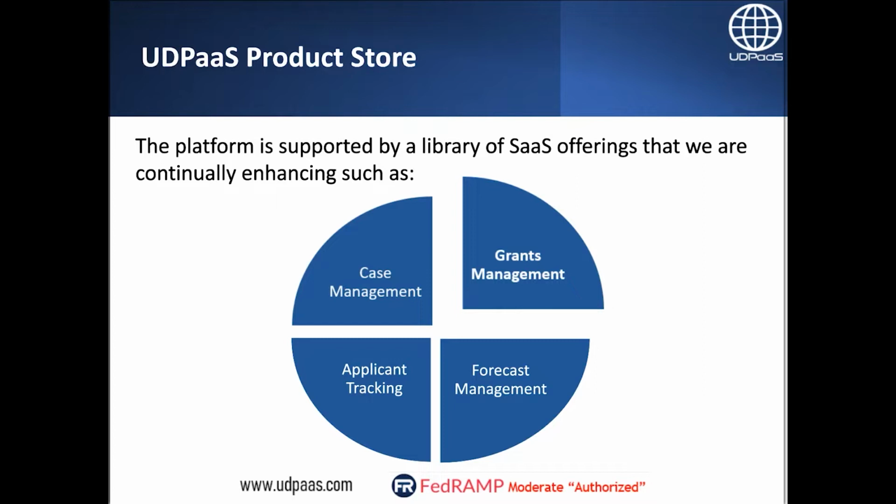Next product is applicant tracking. This allows drafting and managing job requisitions. The applicant process includes resume and candidate information submission. We also have grants management. It supports the complete grant lifecycle from program definition, application intake, review, grant award to progress reporting and impact analysis.